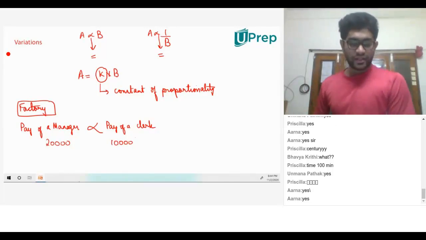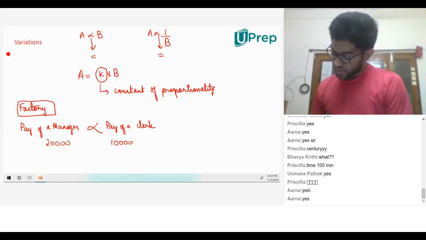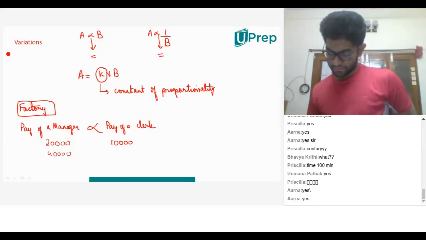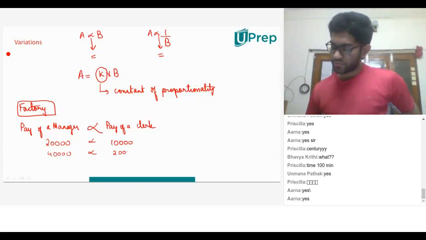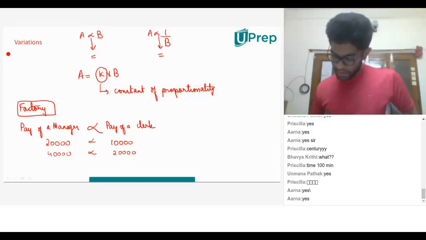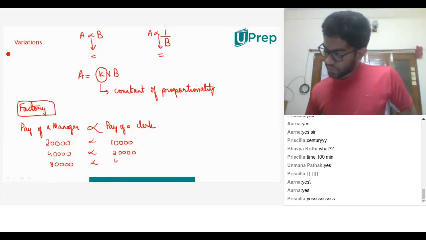Now, my next thing is, if the salary of the manager has increased to 40,000, right? The salary or the wage of the clerk has also increased to 20,000. Directly proportional. One goes up, the other is also going up. All of you are following? If the salary of the manager has now become 80,000, the pay of the clerk now becomes 40,000.